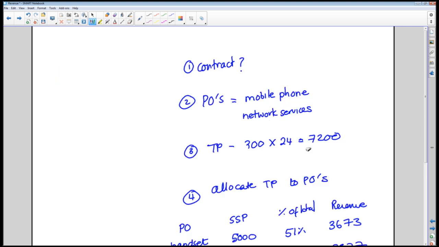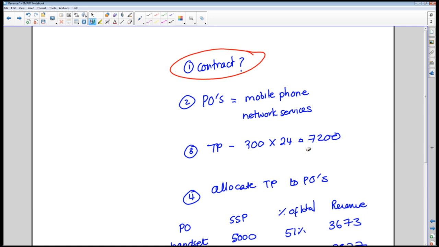So the first question to ask is, is there a contract? In this situation, let's assume that there is. They've got a contract with the customer. Let's say, for example, it's Cell C. They've done their credit checks and are happy that the customer will be willing and able to pay the monthly amount. So we're happy that it's a contract. There are enforceable rights and obligations, etc.